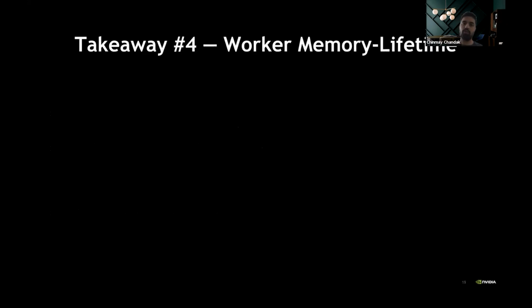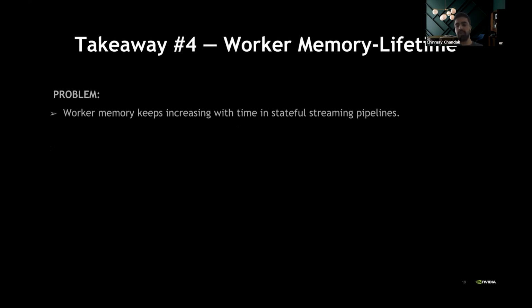So takeaway number 4 was worker memory lifetime. The problem here is that streaming pipelines can be categorized into two sets: stateless and stateful. By stateless, I mean batches of data come in and you just process them independently of the other batches. These pipelines are complex, but relatively less complex than the stateful ones, where we have to maintain some sort of state on the GPU so that the batches of data being processed need the data or the results from other batches that have been processed or are going to be processed.